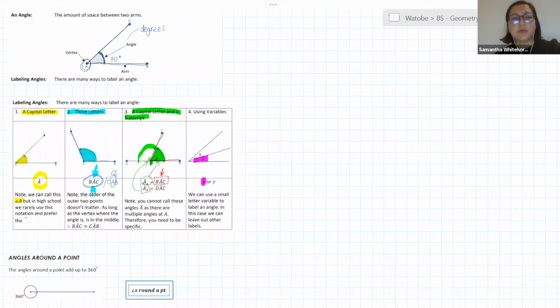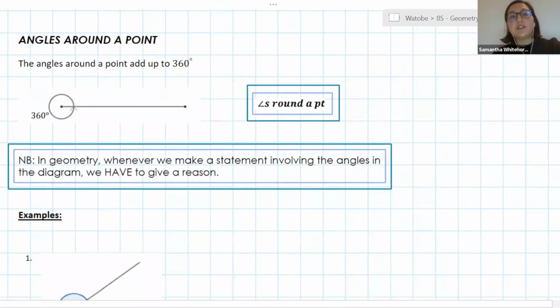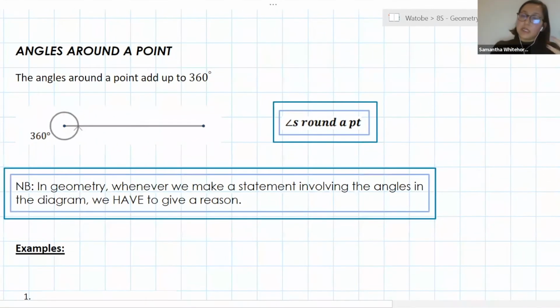So let us jump straight into it. There are different reasons in geometry that we need to learn. And basically a reason is the thinking behind why I can find the size of an angle the way I do. So one of our first reasons that we're going to use for straight lines is the reason angles around a point. Basically what this means is that if you've got one central point, if you add all of the angles around that central point, you will get 360 degrees.